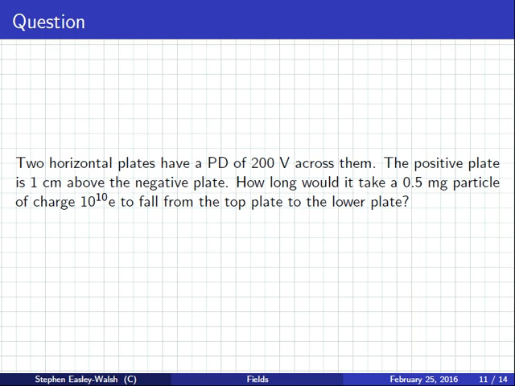What should I do if I know the acceleration? I work out the acceleration. Good. And what am I asking for? I'm asking for how long to fall, the time. Which formula should I apply? U is 0. S is 0.01.